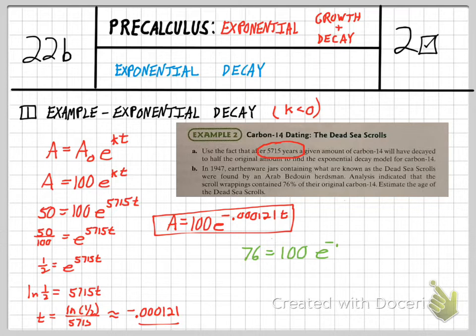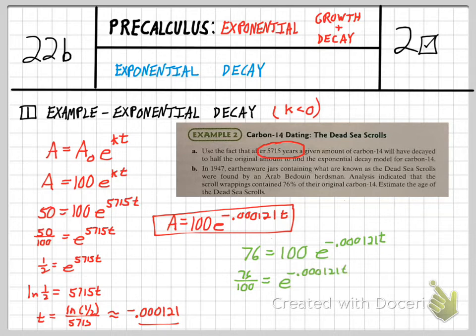So this is how you should start the problem. Plug in 76 for your answer, and your goal is to solve for t. You're going to see the steps, again, are very similar. This is just like the last problem. The only difference is I have this kind of weird k value that's pretty small and negative.